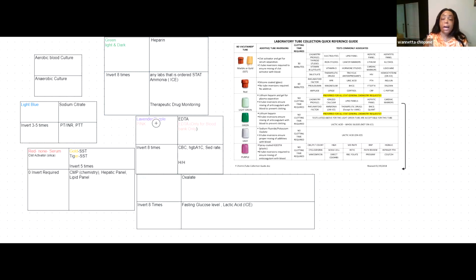And like I said, the tests commonly associated with these color top tubes, obviously I did not say all of them, but as a new phlebotomist, I mean, it could be done if you just study it, but in 3 weeks' time, it's challenging to memorize all these. But as basic fundamentals, what I gave you is what you need to know, because that's the knowledge that you're going to be tested on. Okay, so no questions?